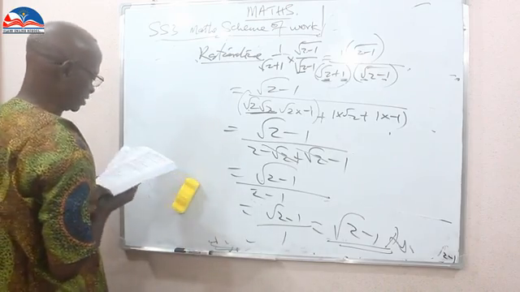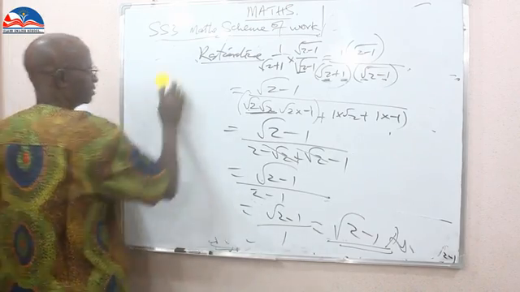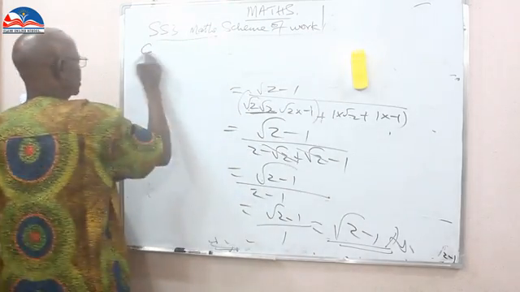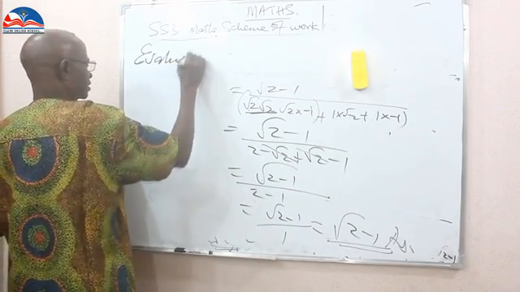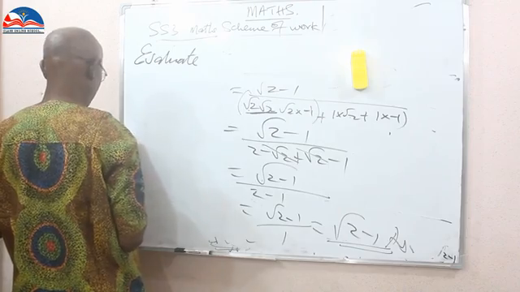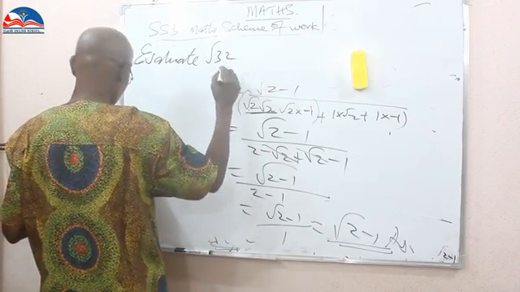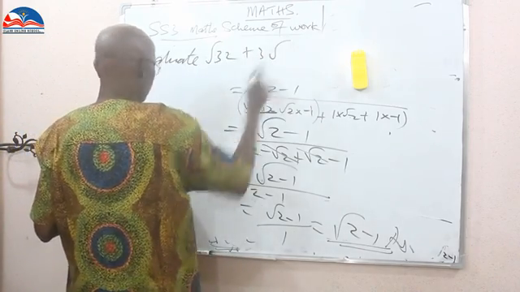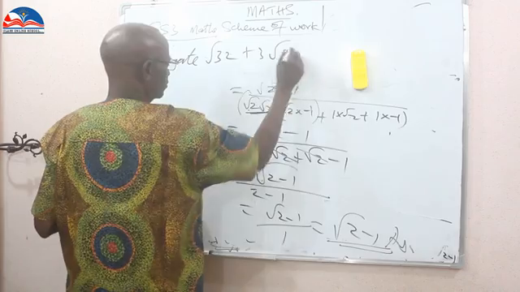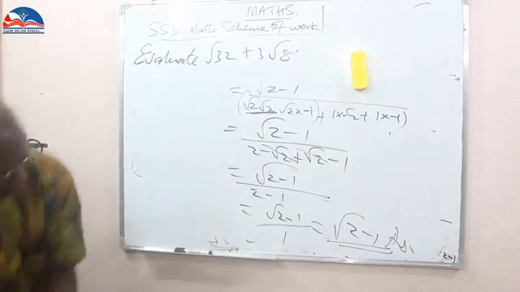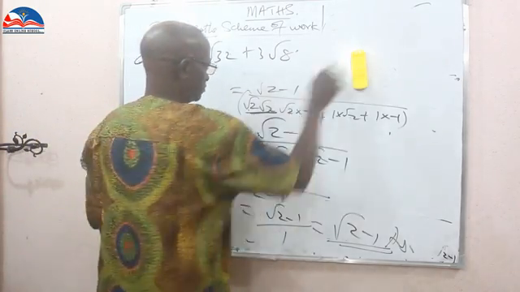Let's say we are asked to evaluate root 32 plus 3 root 8. What do you do? I'm going to take my examples here.